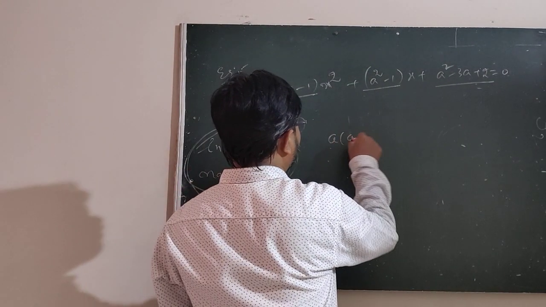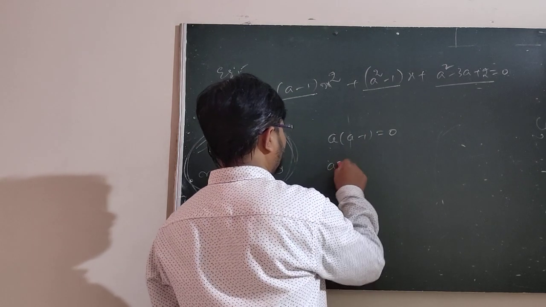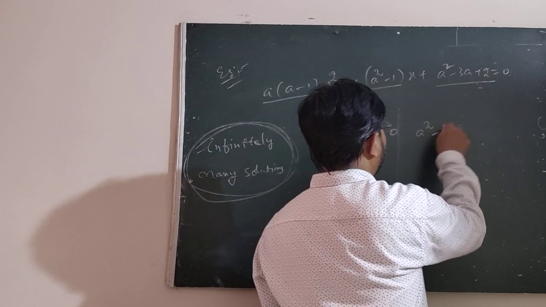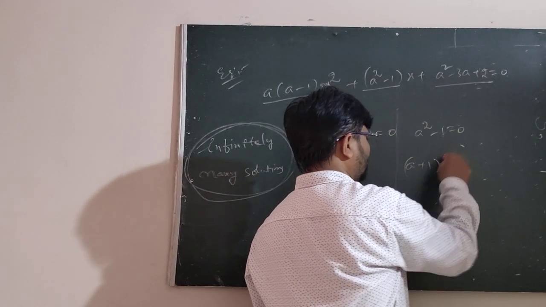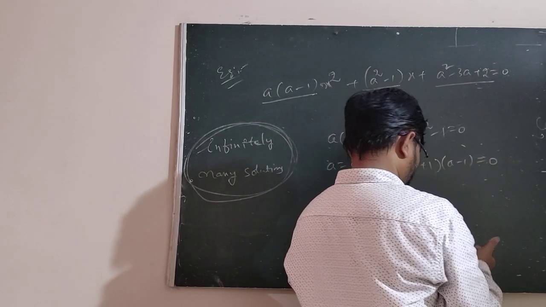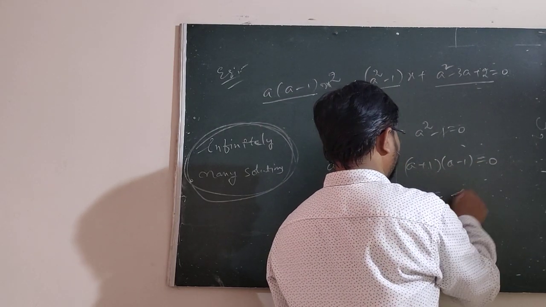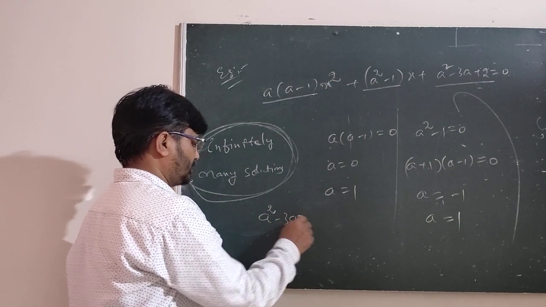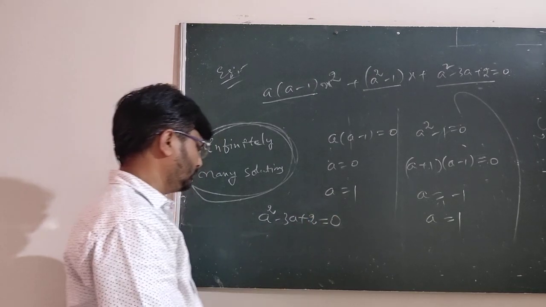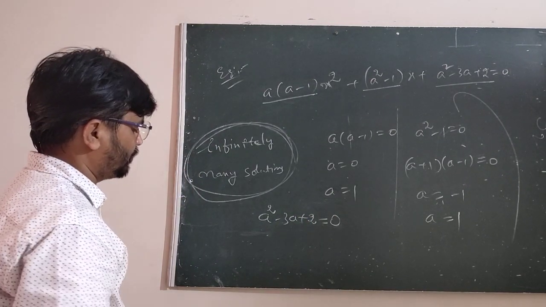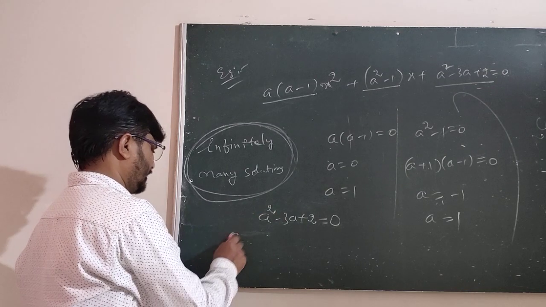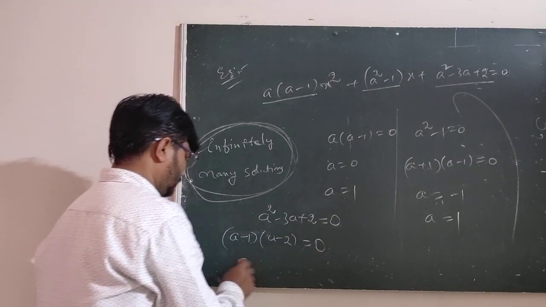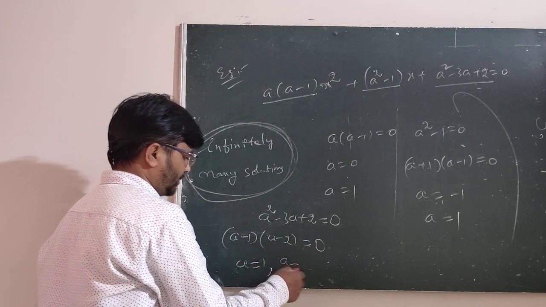That means a into a minus 1 equal to 0, that is a equal to 0 and a equal to 1. Next, a square minus 1 is 0. That means a plus 1 into a minus 1 equal to 0, that is a equal to minus 1 and a equal to 1. The third case is a square minus 3a plus 2 equal to 0. Now this can be written as a minus 1 into a minus 2 equal to 0. Here we get a equal to 1 and a equal to 2.